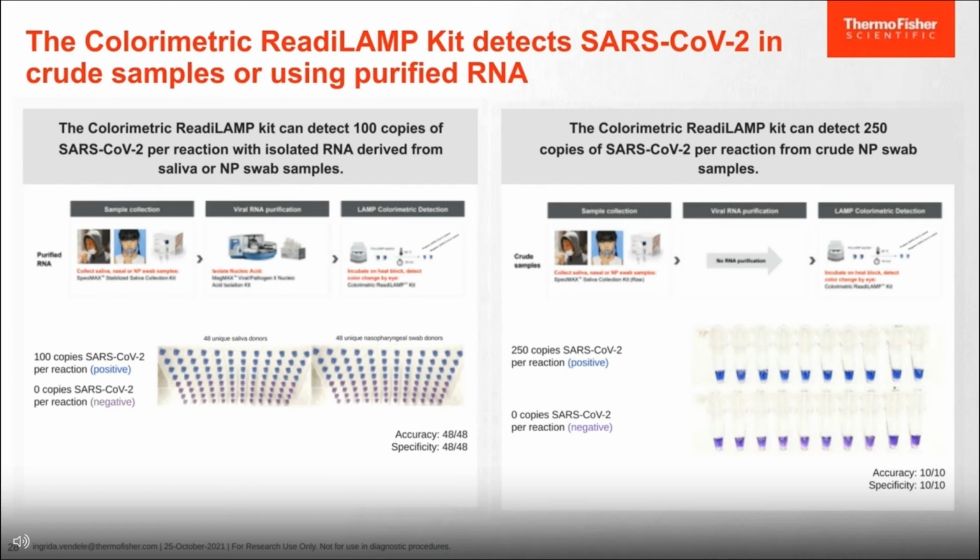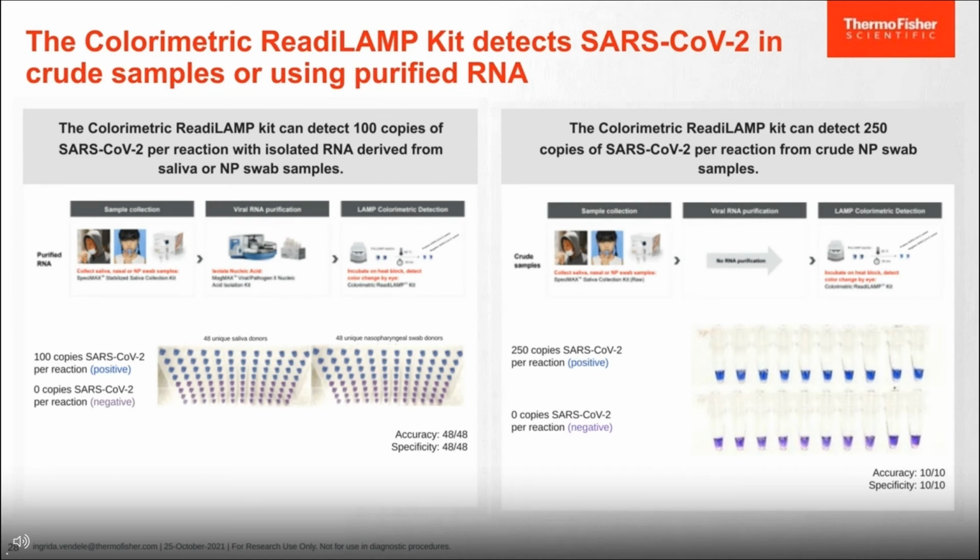Let's look at some of the SARS-CoV-2 detection data with the Colorimetric ReadiLAMP Kit. For RNA samples, these are shown on the left, the complete workflow, including RNA isolation, was used. 96 saliva and 96 NP samples were processed, where half of each sample type contained the SARS-CoV-2 virus. The RT-LAMP reactions containing 100 copies of SARS-CoV-2 from both samples all turned from the initial purple color to the positive blue color, demonstrating positive overall reaction, while all reactions lacking SARS-CoV-2 remained purple in color.